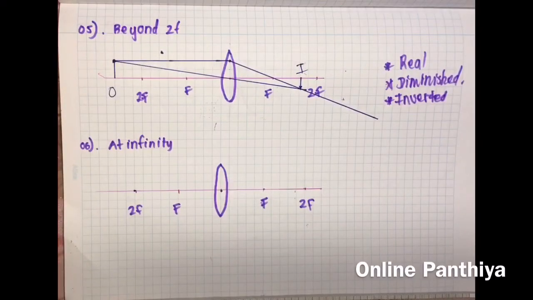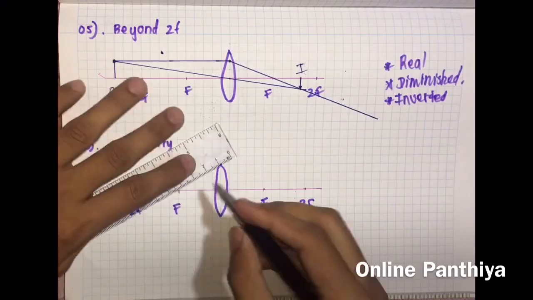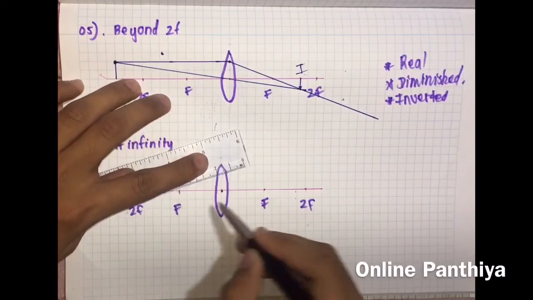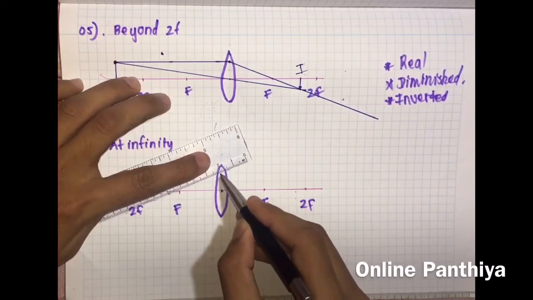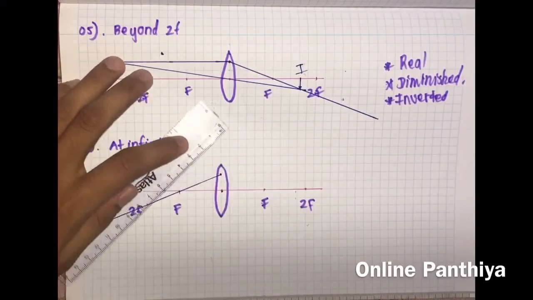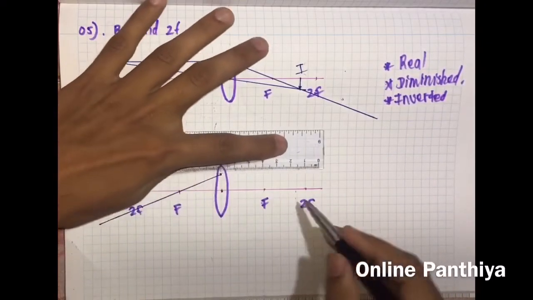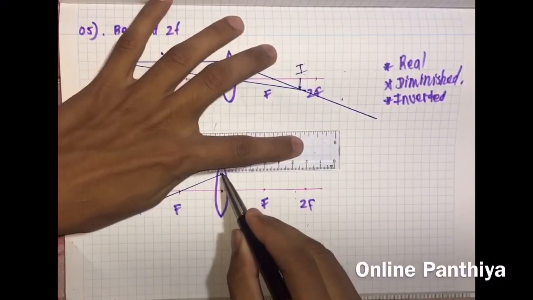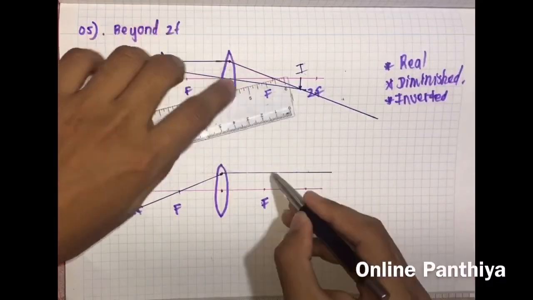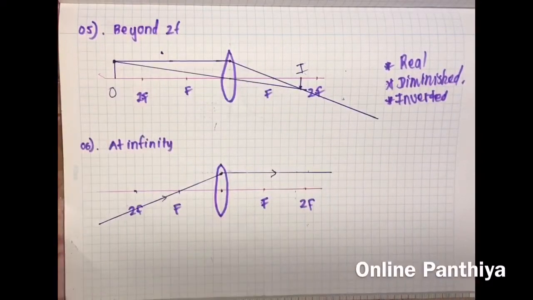And the last part. What happens to the image formed when an object is placed at infinity? Now the rays coming from infinity, you have to take them like they come from F. This is one type of ray we have studied. The ones which come through F will go parallel to the principal axis. That is clear, right? Okay.